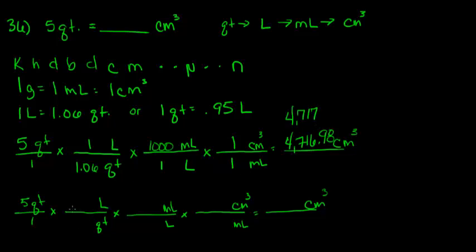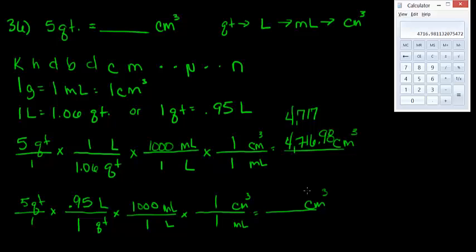Now let's do this one. We'll be doing the same problem again, except this time we'll be using this conversion factor. 1 quart is equal to 0.95 liters. Everything else is the same. Okay, so we'll just be multiplying across the top this time. 5 times 0.95 times 1,000 is 4,750.